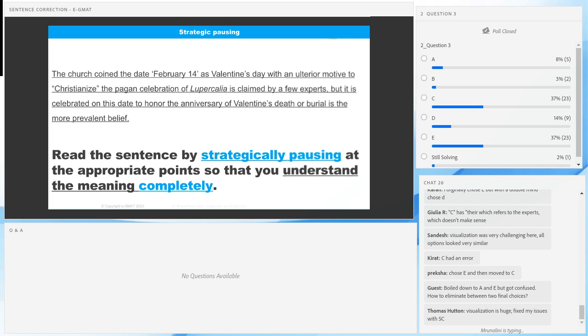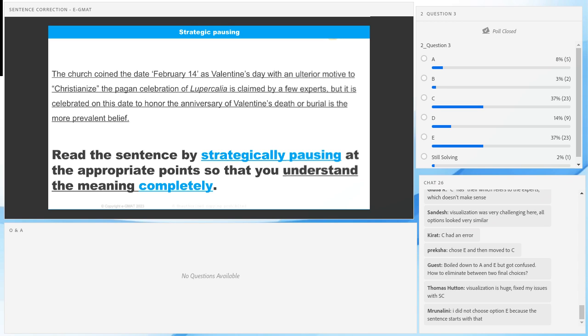Visualization is used, fixed my issues with SC. Thomas, I am very happy to hear that. If just this session has fixed your issues already, that's amazing. But as I said, for me, victory is if all of you understand the essence of visualization and imbibe that in your learning. Okay, good.